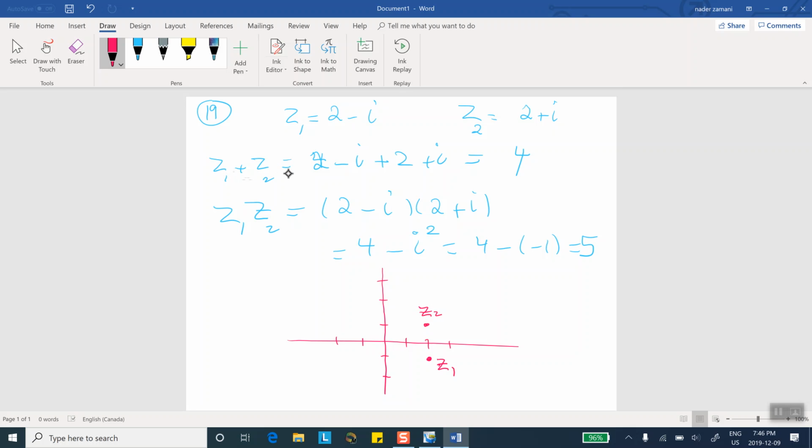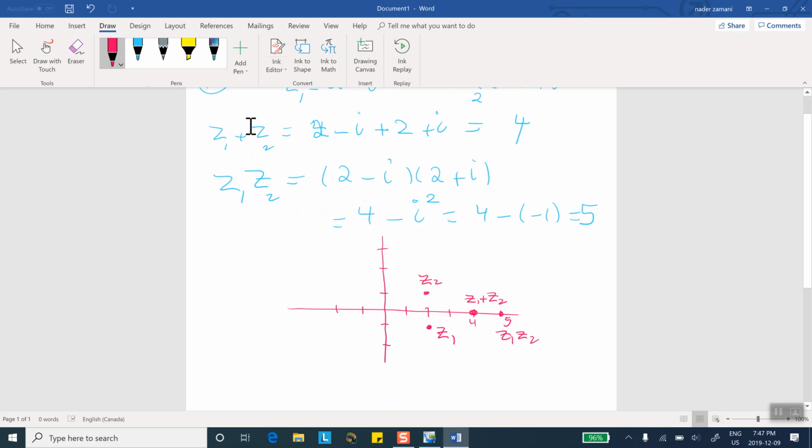Z1 plus Z2 is 4. So it's right there. Z1 plus Z2 is actually a real number. And Z1 times Z2, you work it out as 5. It's right there. This is a 5. Z1, Z2. As simple as that. Okay? All right. Let's go to number 21.